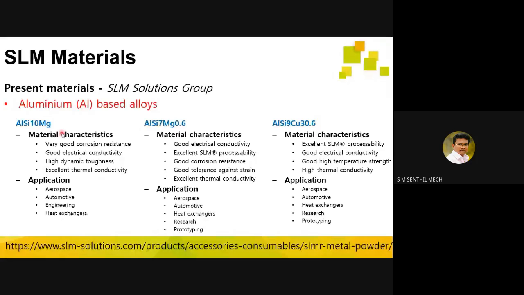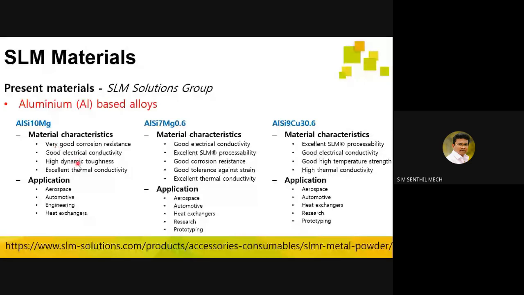So first is the aluminum based alloys. Aluminum based alloy means aluminum will be the maximum composition, along with which you will be adding some other materials. So look at the first material here. This is aluminum, silicon, and magnesium. This is a combination of aluminum, silica, and magnesium.